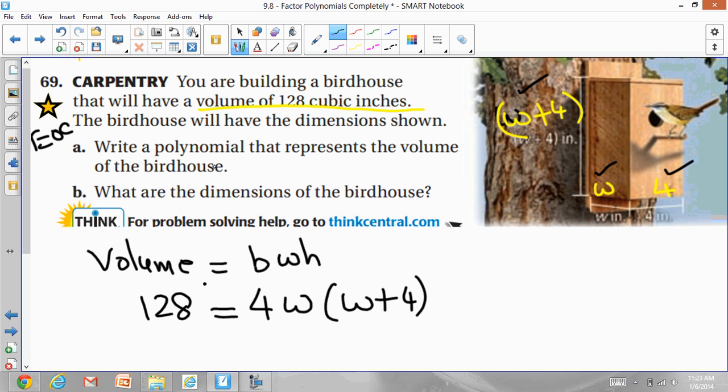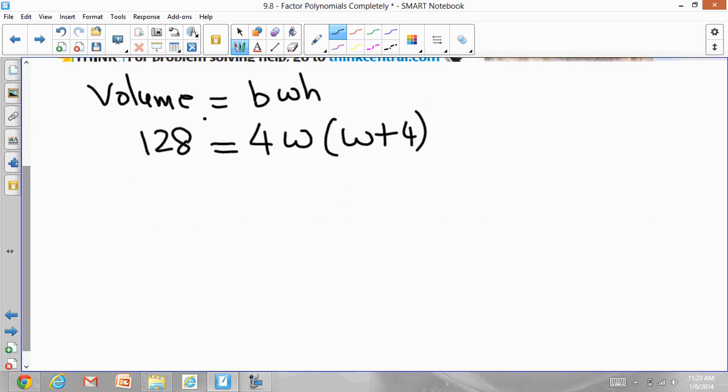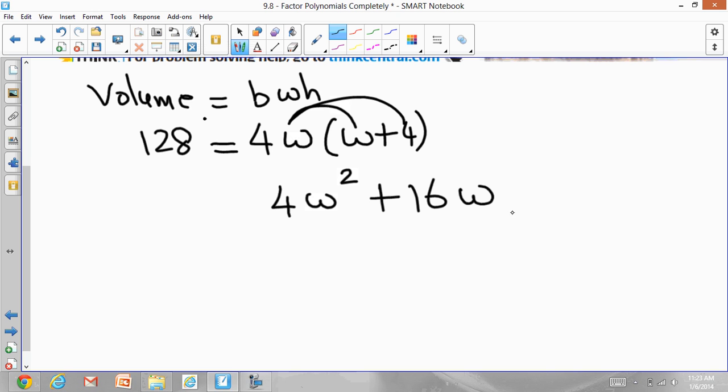They are asking you to write a polynomial that represents the volume of the birdhouse. The second one, they are asking you to find the dimensions. So let's go for the right side. So I have 4w and w plus 4. Let's do the distributive property. So that gives you 4w squared. W times w is w squared, plus 4 times 4 is 16 and w tags along. This is a common mistake students make. You cannot just multiply the number. The variable also has to come along. Equals 128. So basically you want to find the dimensions, which means you want to solve this polynomial.